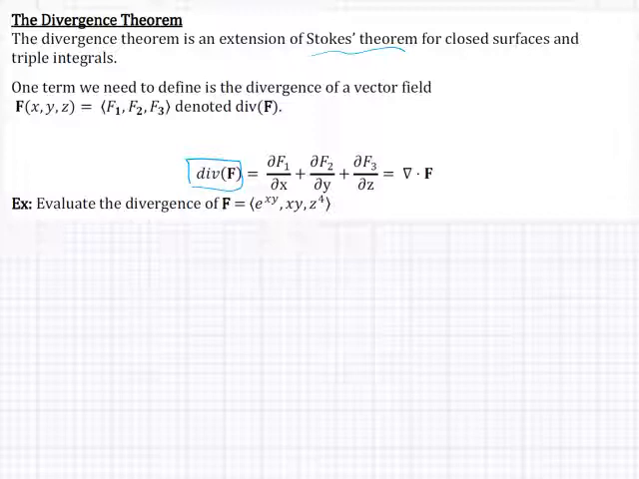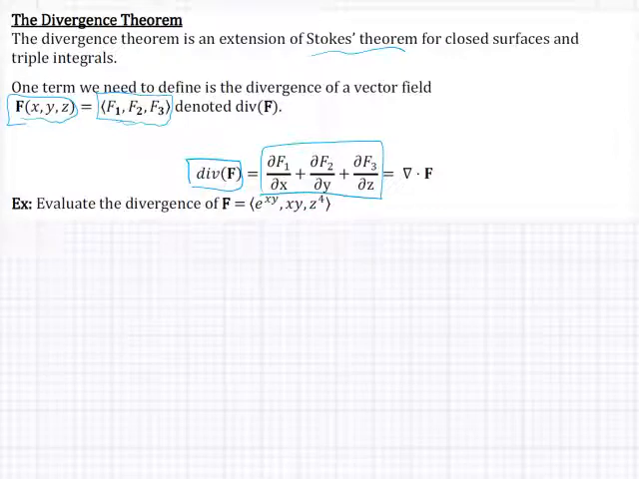So let's say you have a vector field here, and we have this 3D vector field. F1, F2, F3 are the components of that vector field. We wanted to calculate the divergence. Well, the divergence is essentially the sum of these three separate partial derivatives. You take the partial derivative of F1 with respect to x, plus the partial derivative of F2 with respect to y, plus the partial derivative of F3 with respect to z. And again, the notation would be just div of F, divergence of F.